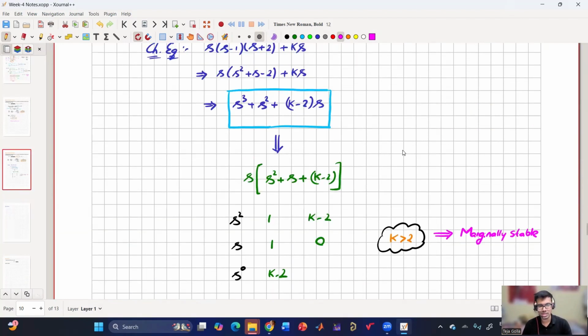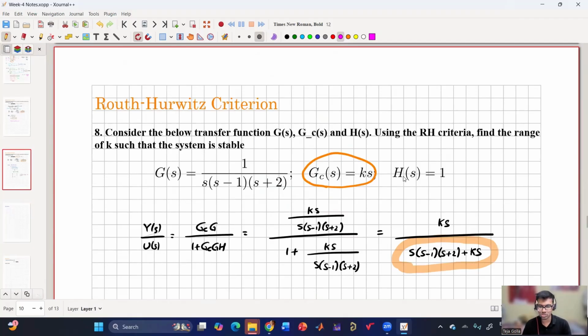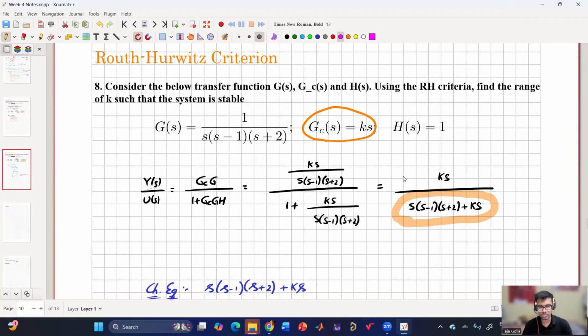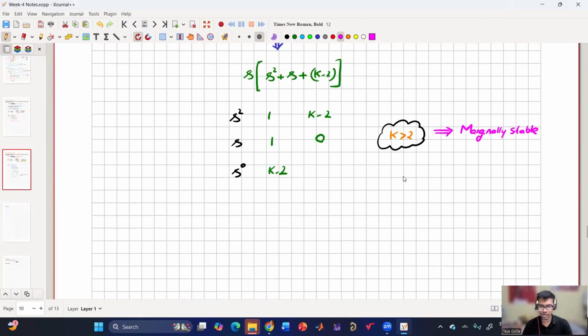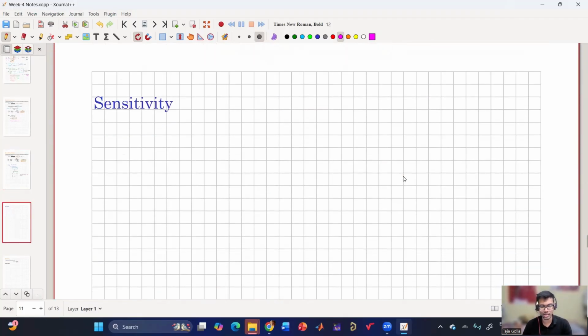But I have not considered K1S plus K2, because two unknowns will make it complicated. The objective is to give the idea, but not complicated, because that difficulty is not there in the week 4 assignment. So I have stopped at K1S, I mean K into S. Till this point, it is clear, right?